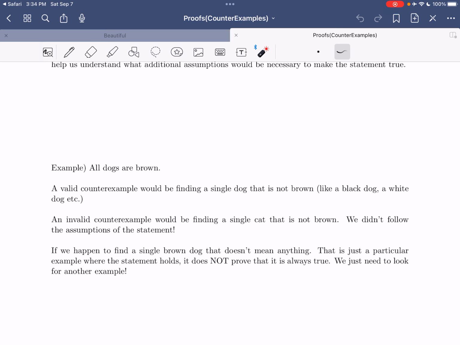So when we get into the examples in just a few moments mathematically, we're really going to make sure that we always adhere to the assumptions of the statement. Our example has to satisfy the initial assumptions of the statement.